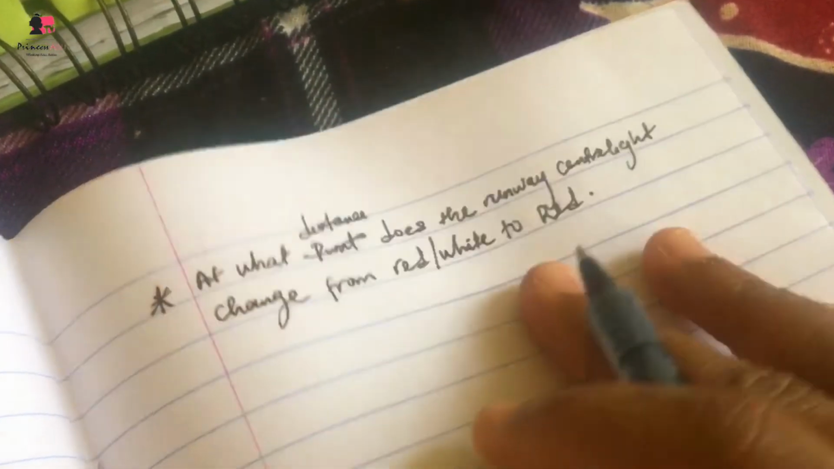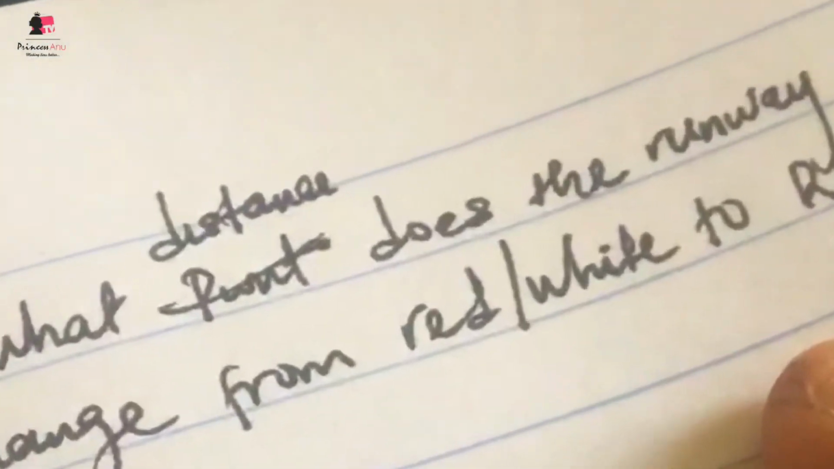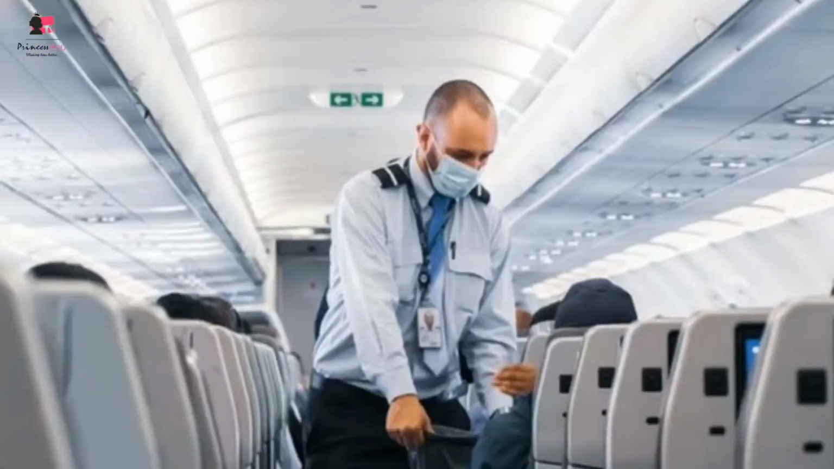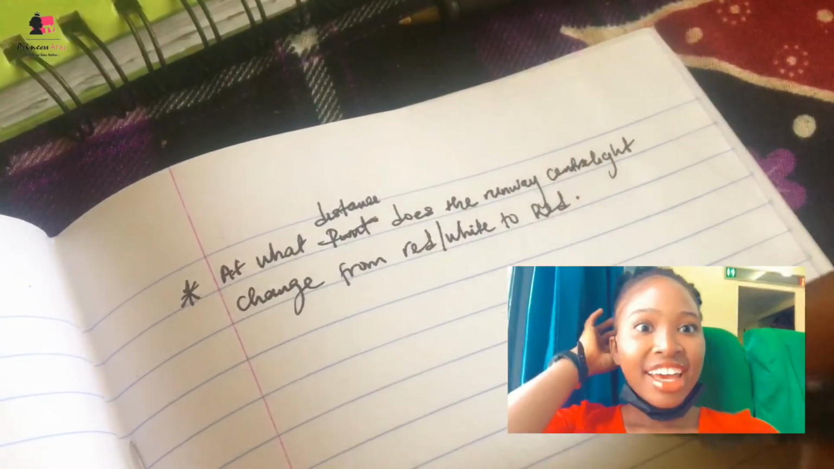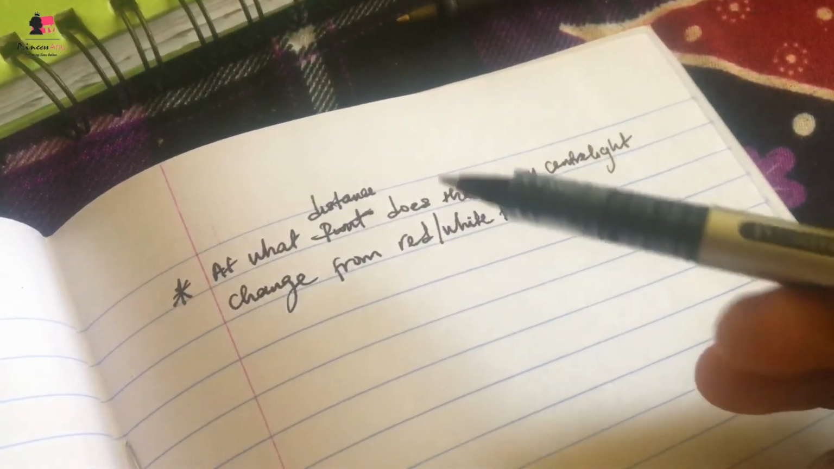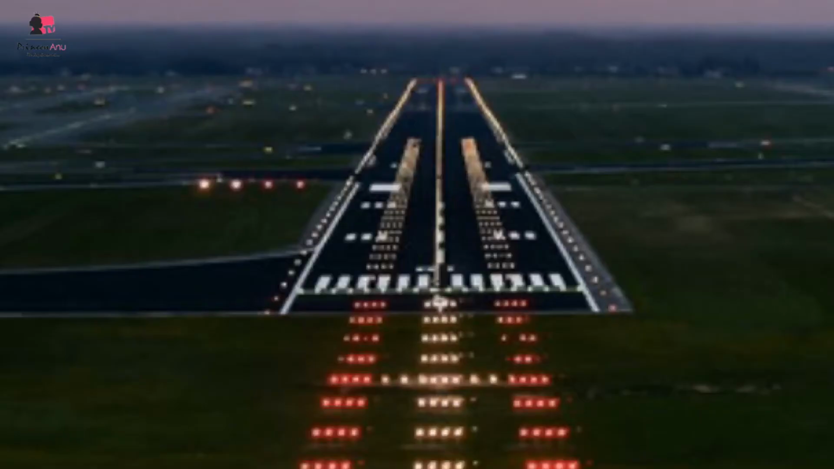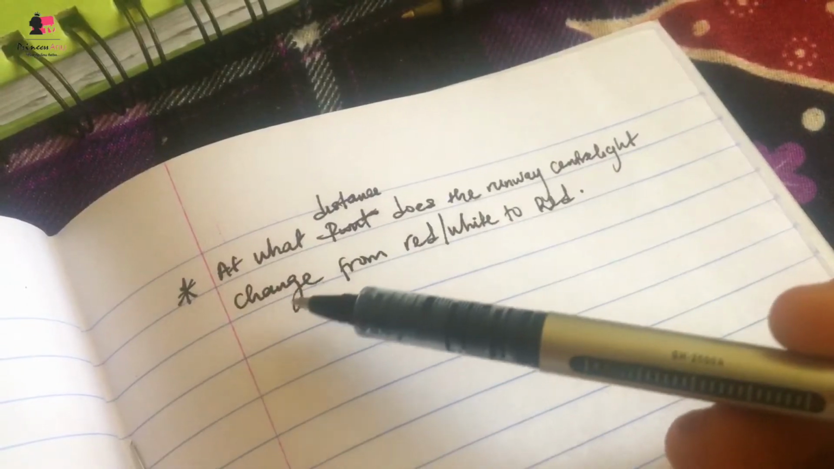So I'm bringing this question to enlighten you guys on the kind of questions you can see when you go for an airline test interview. I actually saw this question: at what distance does the runway center line light change from red/white to red?